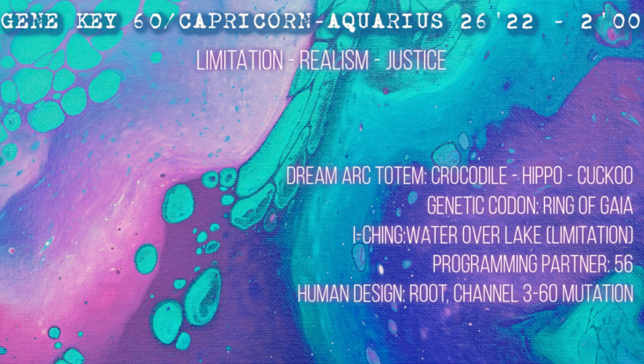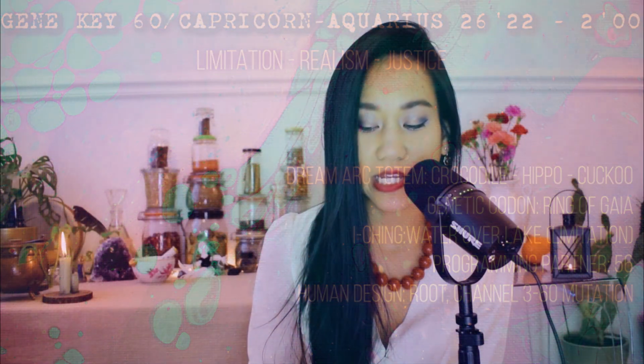Jinkies and Gate 60 is located in the root center in human design. It's connected to Gate 3 in the sacral, forming a channel called the channel of mutation, moving from the shadow of depression to the gift of mutation to the siddhi of glory.